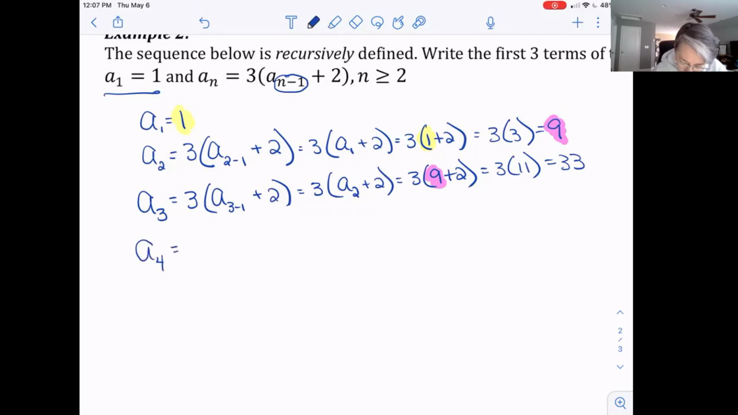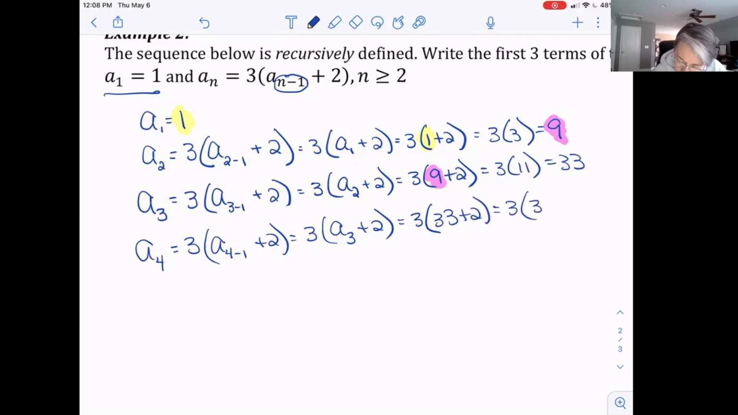Just one more for good measure. 3 times a sub (4 minus 1) plus 2 means we're looking at 3 times (a sub 3 plus 2), the previous term. Our previous term was 33, so we plug in 33 plus 2. We get 3 times 35, which gives us 105.